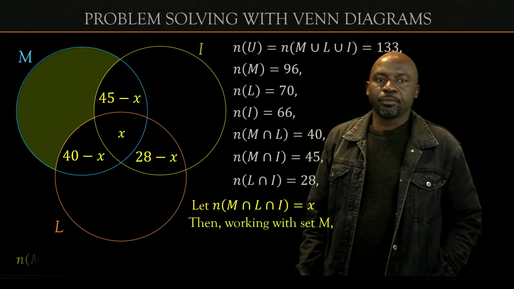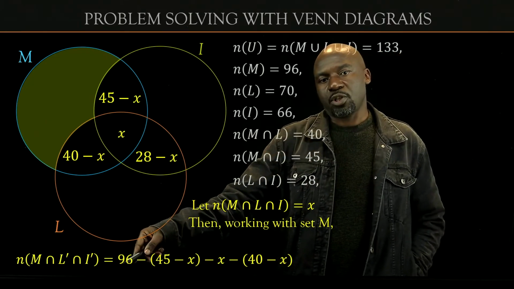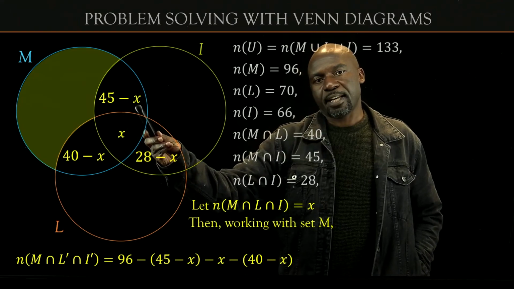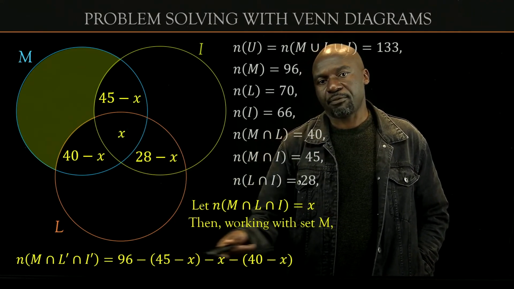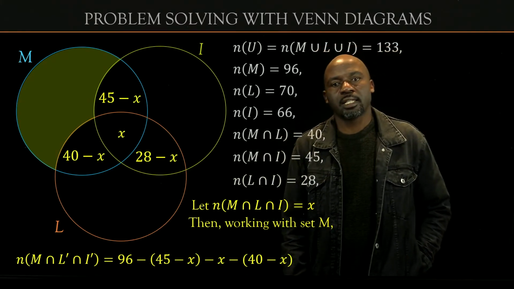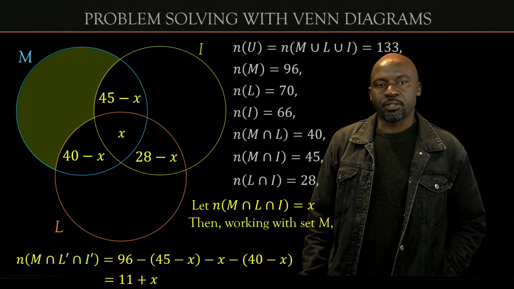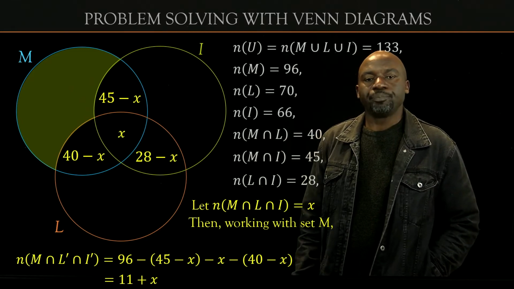Working with set M, all right? So we want that region that is shaded. It must be 96, which is the total of the circle in blue. Subtract 45 minus X, subtract X, subtract 40 minus X, as I have put there. If you simplify that, we should get 11 plus X. Please solve this and just confirm that you're getting 11 plus X.